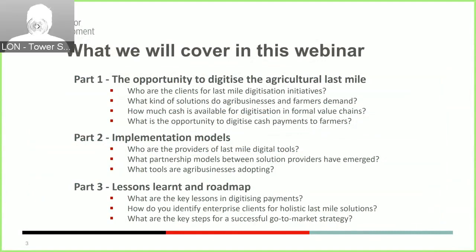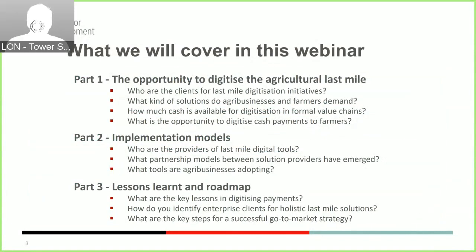We will identify potential clients and users, agribusinesses and smallholders, users of a range of digital tools really that help drive efficiencies in agricultural value chains. We will then look at how much cash is being transacted in these value chains and at the specific opportunity to digitize mobile money payments for the sale of crops from farmers to agribusinesses.